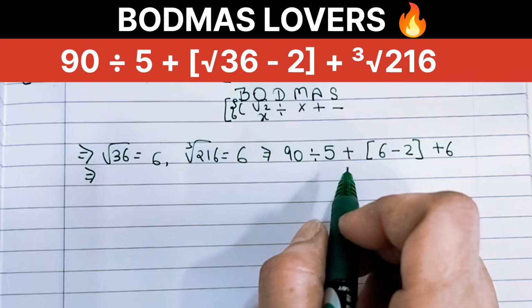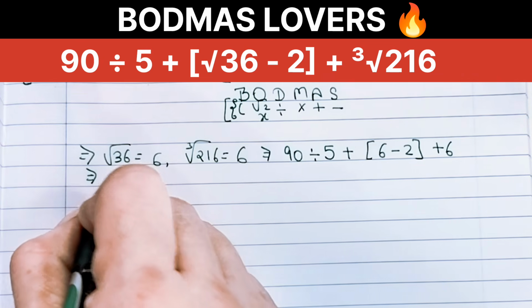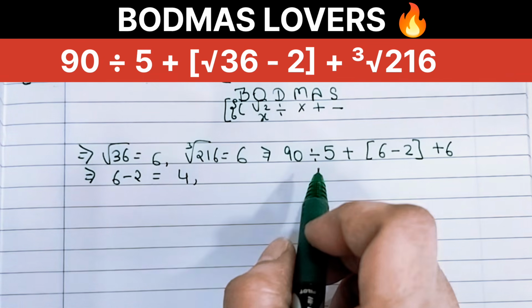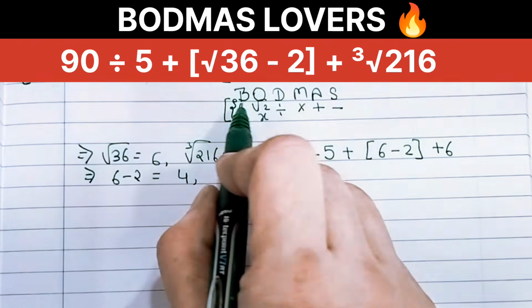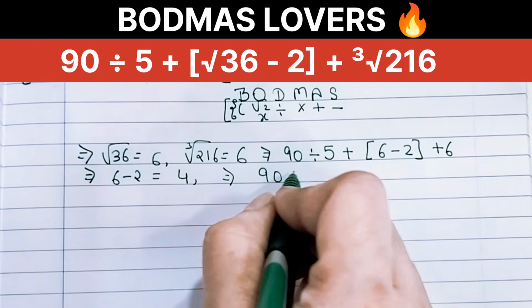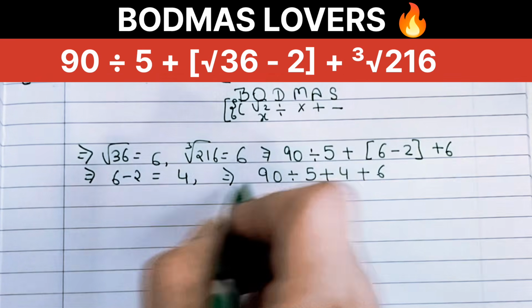Move to the next step. According to the next step, we solve the brackets. Now we subtract 6 minus 2. Inside the square bracket, 6 minus 2 equals 4. According to this step, B, brackets have the highest priority in BODMAS. And now the new expression becomes 90 divided by 5 plus 4 plus 6.